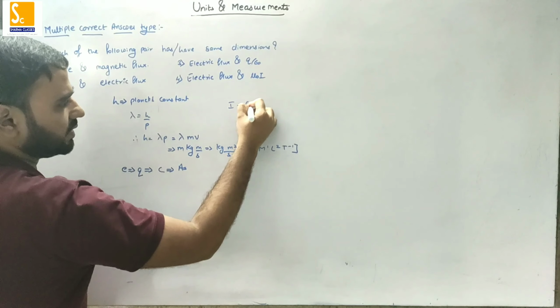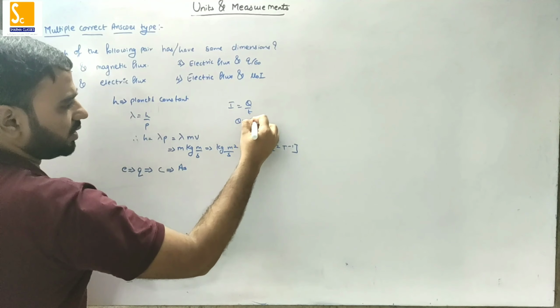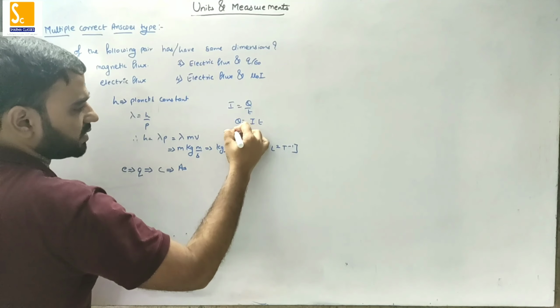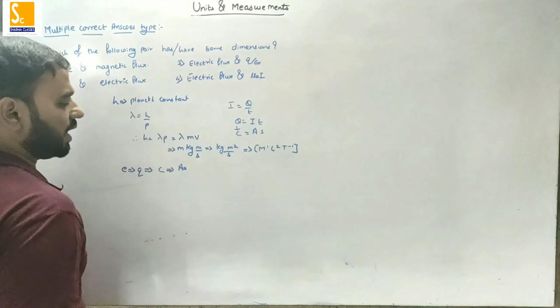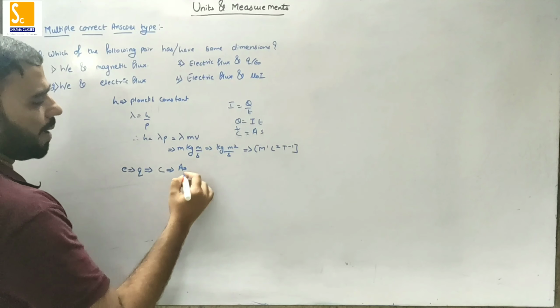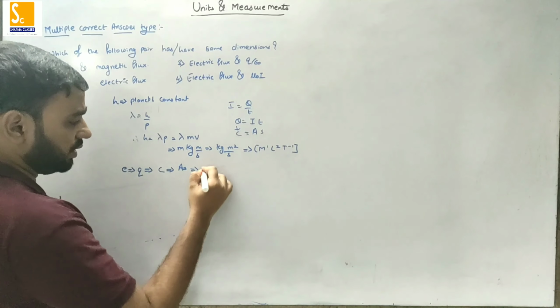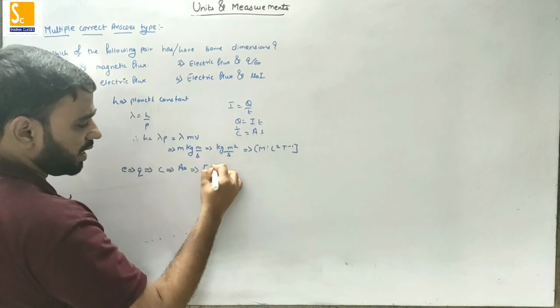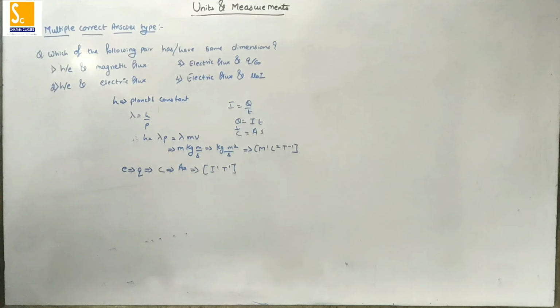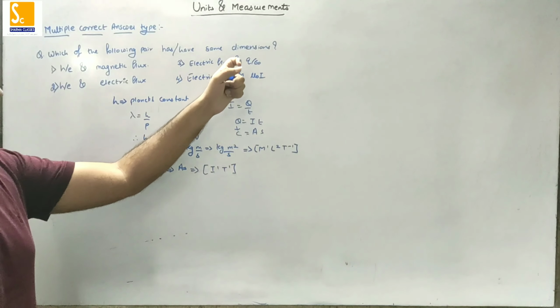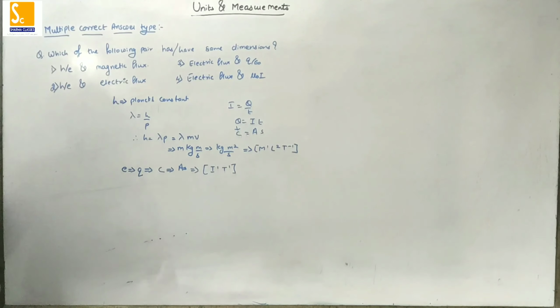As we know that current is the rate of flow of charge, so charge is equal to I into T. SI unit of charge is Coulomb, SI unit of current is ampere, SI unit of time is second. So Coulomb can be written as ampere second, which further gives the dimensional formula I raised to 1 and T raised to 1. Okay. Afterwards, we will see the dimensional formula for epsilon naught.